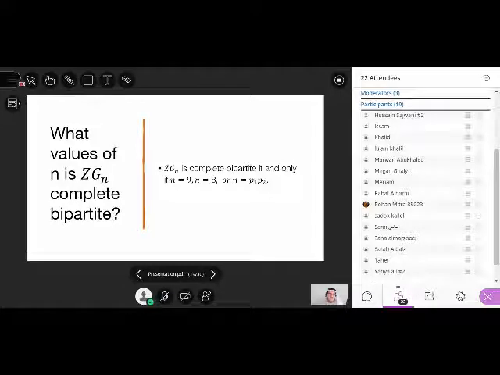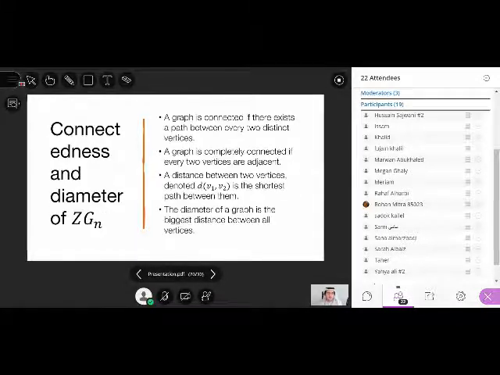Okay, so this answers our question. For what values of n is ZGN complete bipartite? We now know that ZGN is complete bipartite if and only if n is equal to 9, n equals 8, or n equals P1 times P2, where they are distinct primes. So let's get to the other thing that we have to describe, which is connectedness and diameter of ZGN.